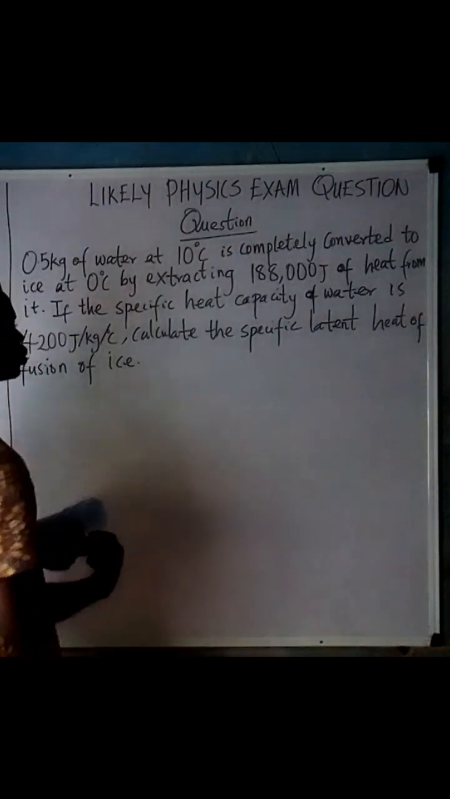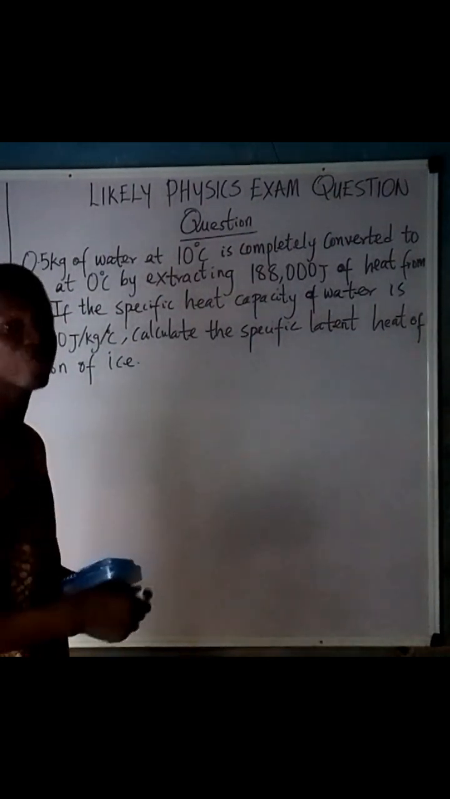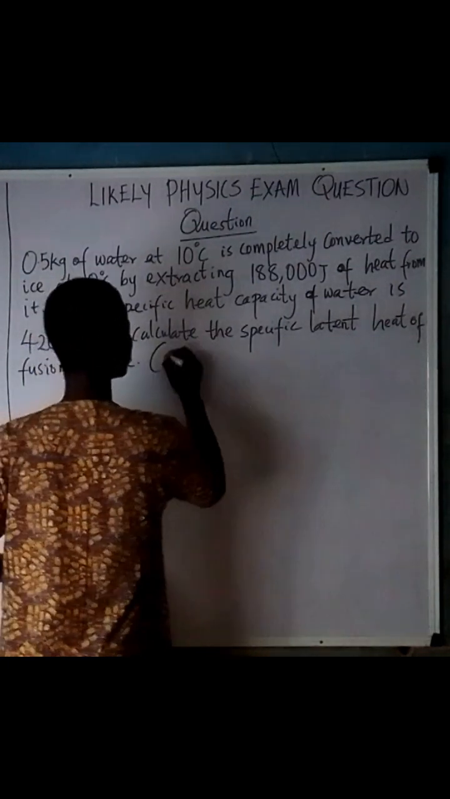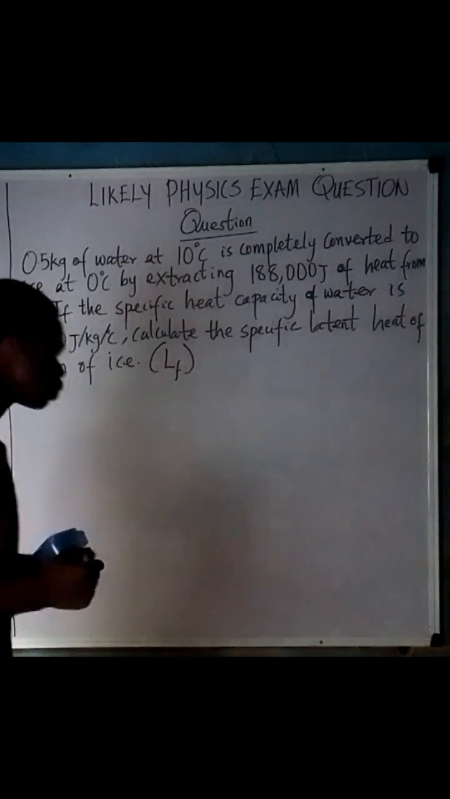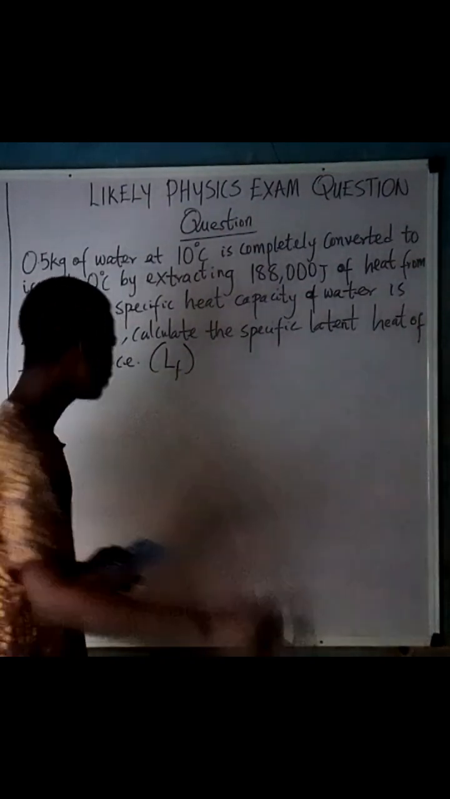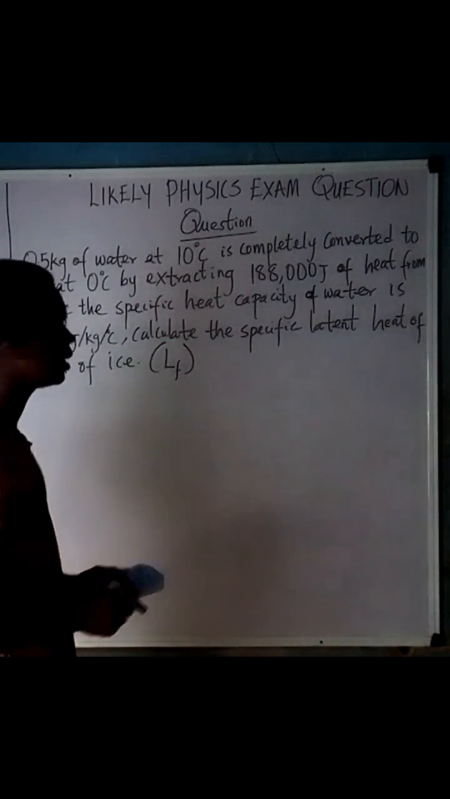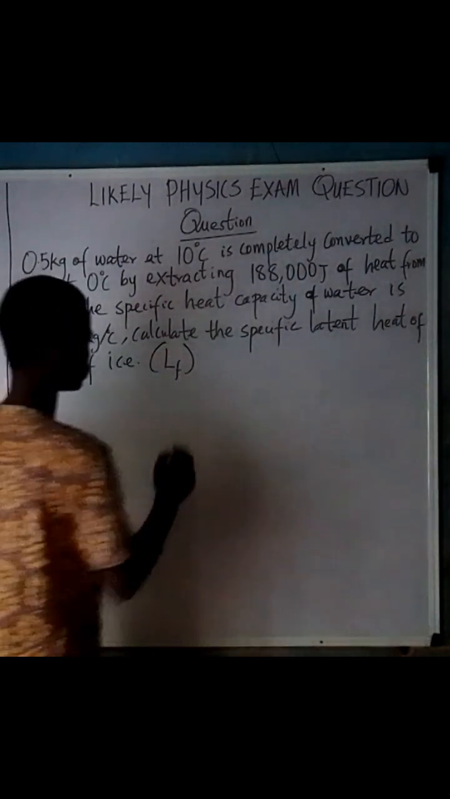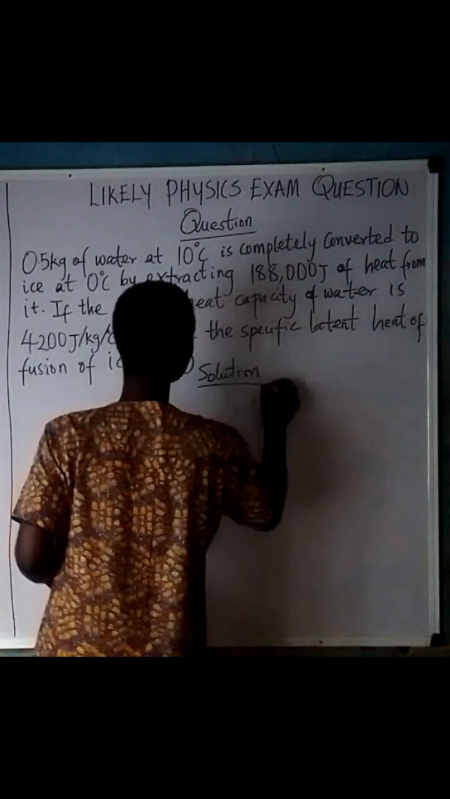So in this question, we are asked to find the specific latent heat of fusion. The symbol for that is capital L subscript F, and that is what we are asked to find, specifically for that of ice. So take note of that. Now basically, let's write out all that was given in this question.